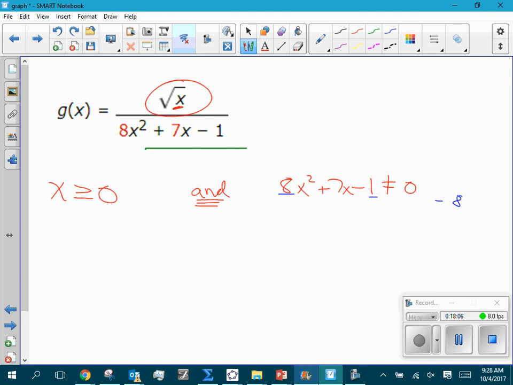So if I go through and solve this, I'm going to use the a times c method, so I get -8 over here. Are there two numbers that multiply together to give me -8, but add to give me 7? 8 and -1. So now I'm going to rewrite this as 8x squared plus 8x minus 1x minus 1 cannot be 0. So we factor by grouping, right?